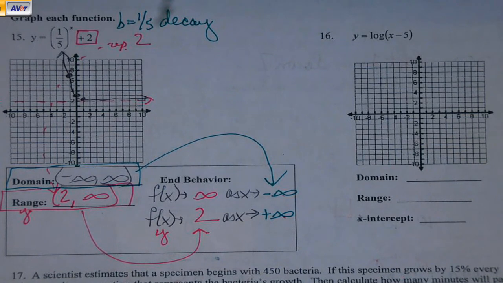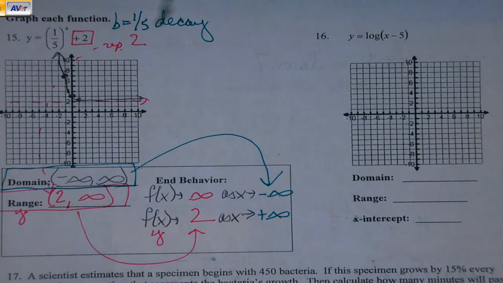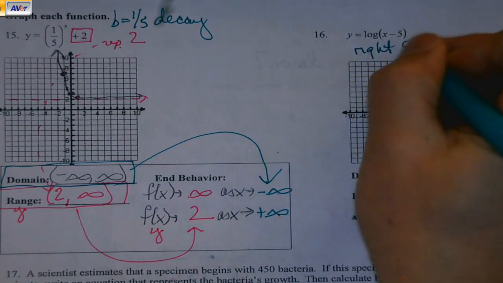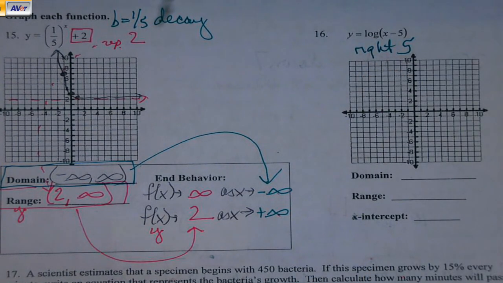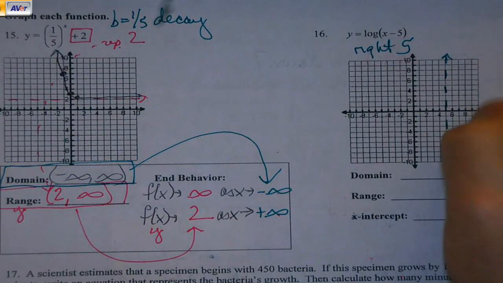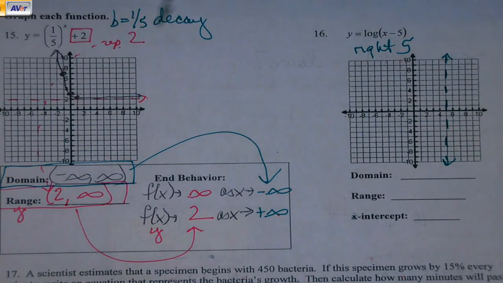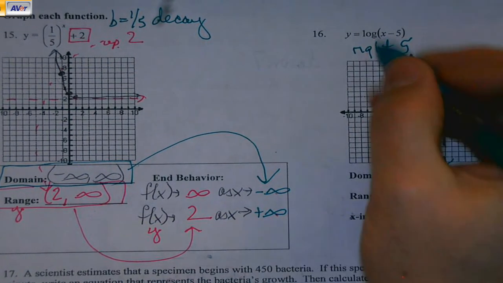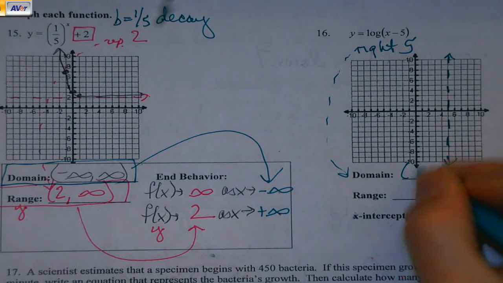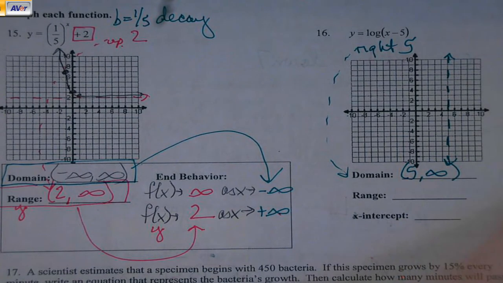Now 16 throws a loop in. Because with 16, there's still some stuff going on with my shifts in domain and range, but they're a little different. For instance, here I have a shift of right 5. When I'm doing logs, a left or right shift is going to move my asymptote, because my asymptote here is vertical. That right 5 shift is not going to affect my range like it did on growth and decay. It's going to affect my domain.